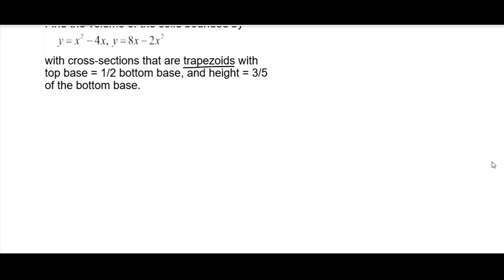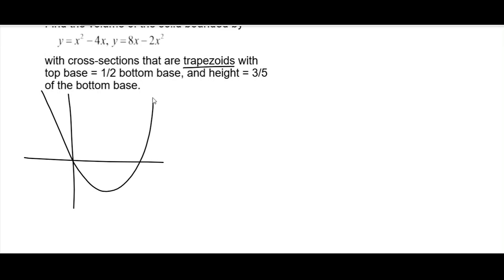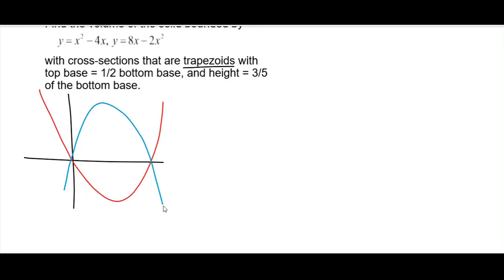Y is equal to x squared minus 4x is going to look something like this. Whoops, no. Something like this. And I should have done that in another color. Let's make that red. It's going to look something like that. And then y is equal to 8x minus 2x squared is going to look something like this. There we go. Two parabolas forming a bounded region, from some number over here to some number over there.